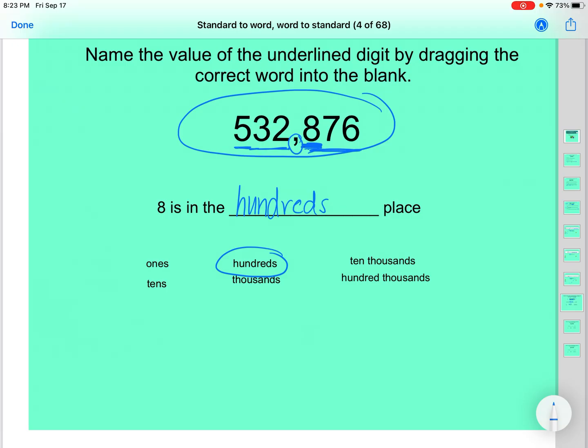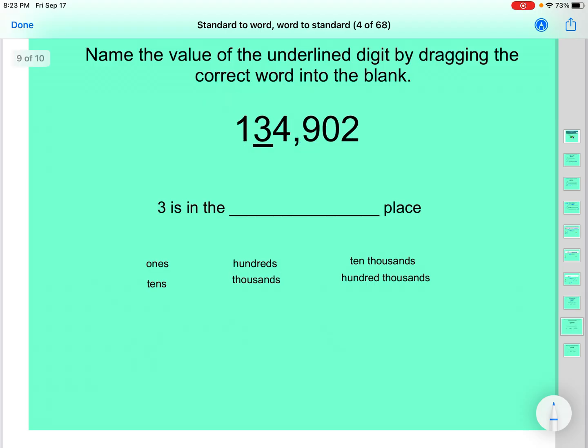All right, let's try another one. I need one person to read this next number aloud. Raise your hand if you want to be picked. Let's see who it's going to be. Read the first chunk. Say 1,000 when you get to the comma. And read the second chunk. So we read 134,902. If you said that, you said it correctly.